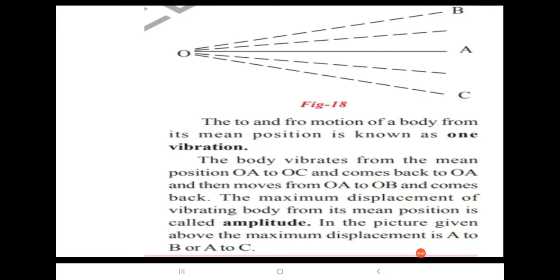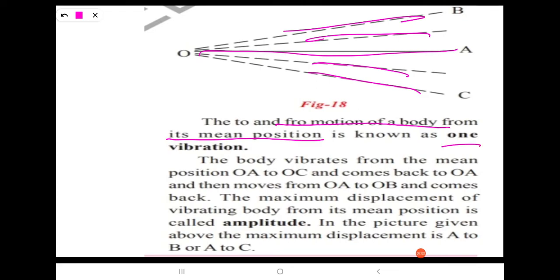Here the to and fro motion of a body from its mean position is known as one vibration. So the body vibrates from the mean position OA to OC. Here this scale vibrates from the mean position OA to OC, and comes back to OA, and then moves from OA to OB and comes back.